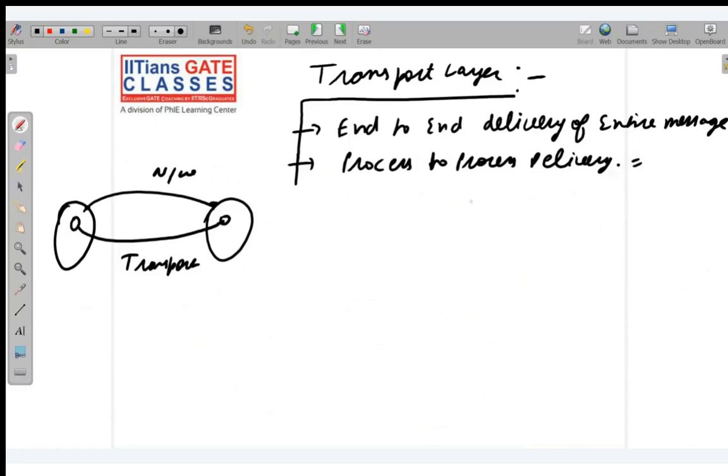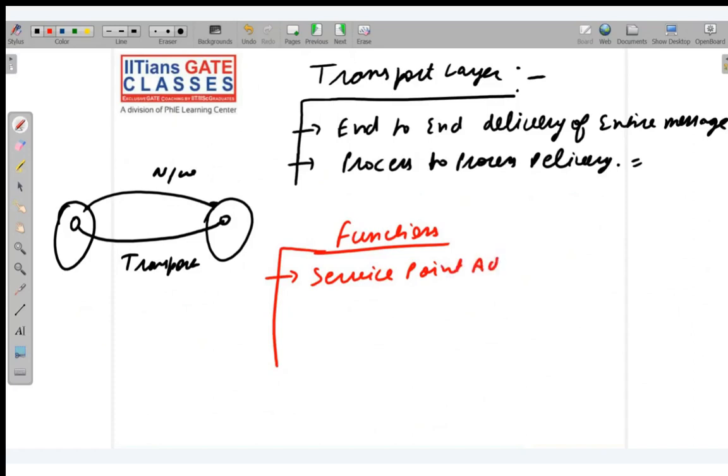Let me give you the list of the functions which it is performing. The very first function is service point addressing. Next is segmentation and reassembly. Next is congestion control.